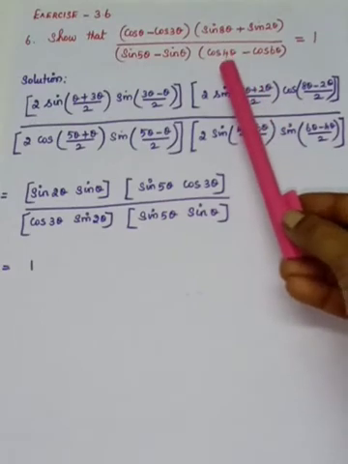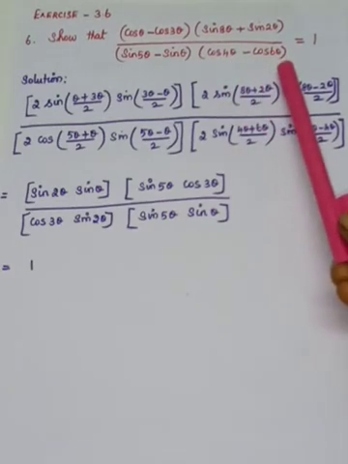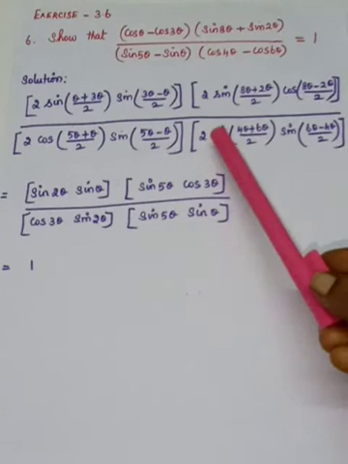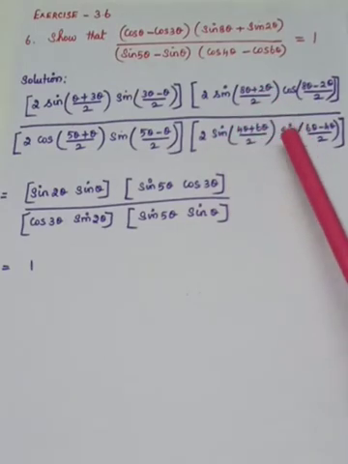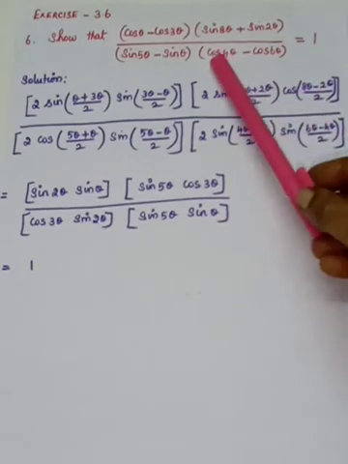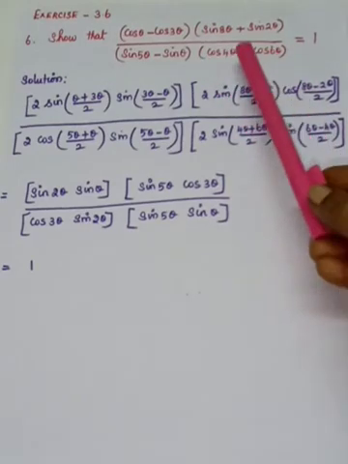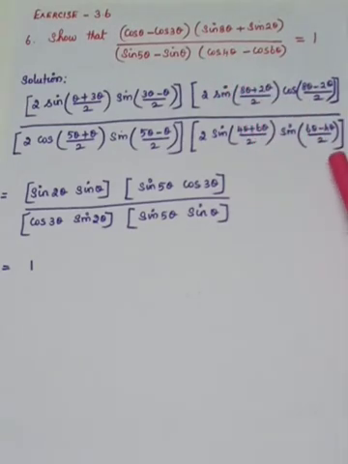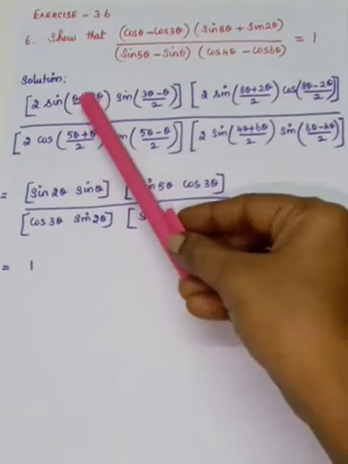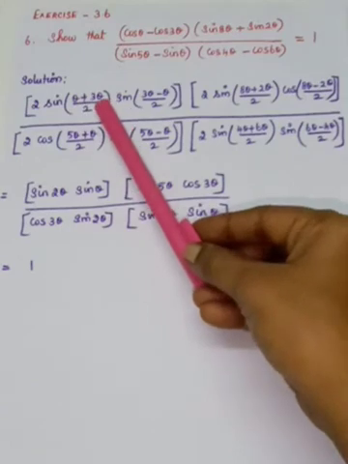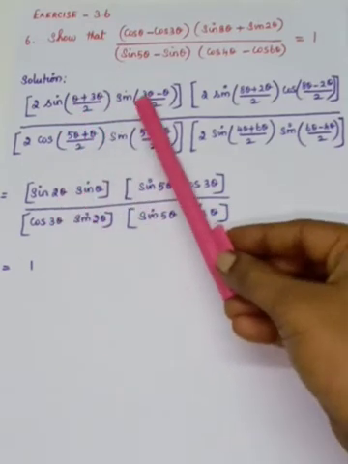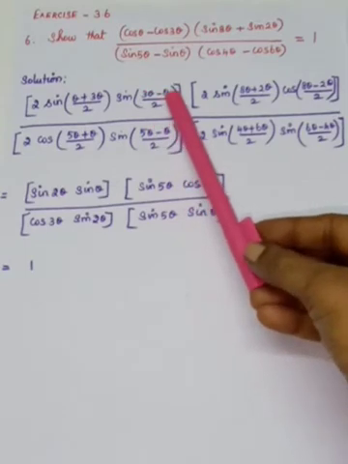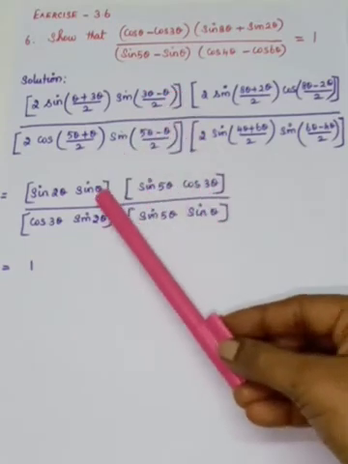Come to the last term. Again it is in the form of cos C minus cos D. So you have to write 2 sin C plus D by 2 sin D minus C by 2. That is 6 theta minus 4 theta divided by 2, D minus C by 2. Okay. So when you simplify, theta plus 3 theta is 4 theta. 4 theta divided by 2 is 2 theta. 3 theta minus theta is 2 theta. 2 theta divided by 2 is theta.